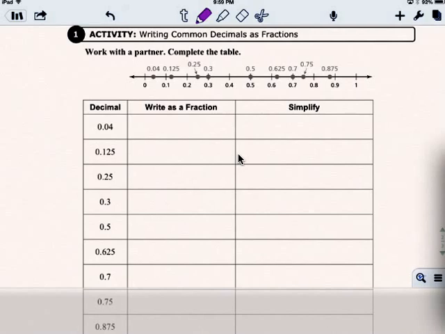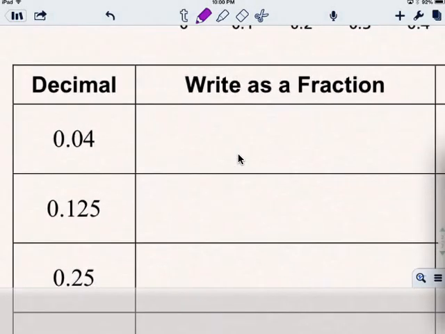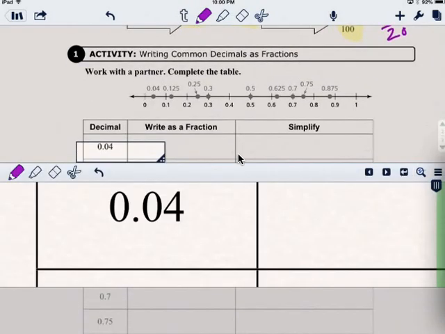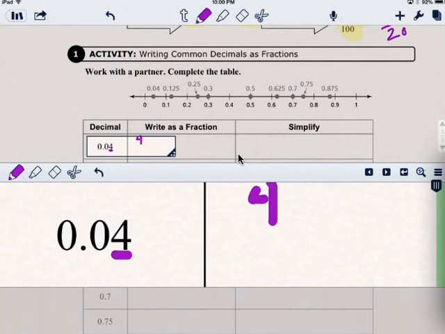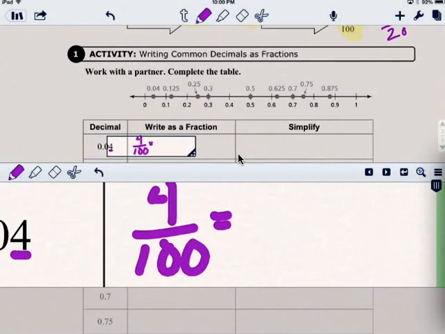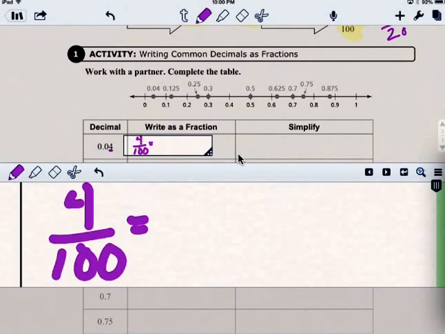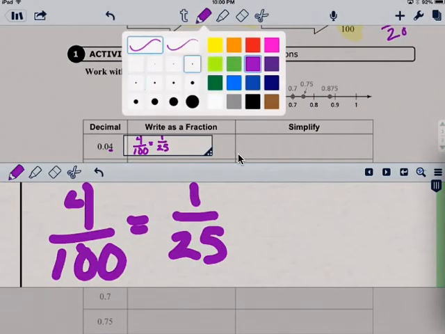Okay, so the first one, 0.04. Well, if I read that, I get 4, and then the place value right here is the hundredths place. So we would write that as 4/100ths, and then we'd simplify it. I'm going to put it here just for the sake of it. But we would simplify that, and we get 1 over 25, because 4 divided by 4 is 1, and 100 divided by 4 is 25.